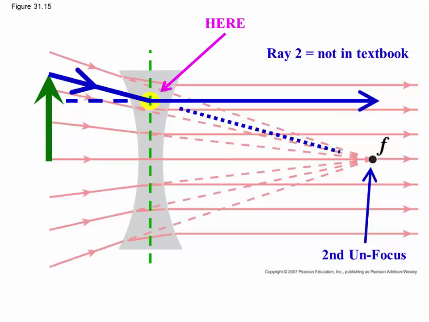So the light goes from the object toward the secondary unfocus, where that dotted line would go, but it never goes there. It hits the lens. When it gets to that point on the lens, it then comes out parallel, and the traceback dashed line shows where our brain thinks that that ray 2 came from. I'll pause here for a little bit so you can look at this, because this is not in the textbook. Goes towards the unfocal point, hits the lens, comes out parallel.